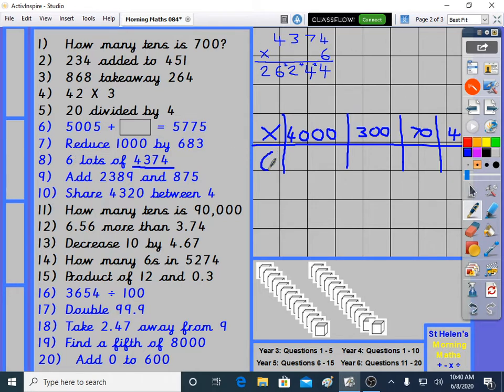Times by 6. Right, lots of times tables in disguise here. So 6 times 4 is 24. How many zeros to place in the question? 1, 2, 3. 6 times 3 is 18. How many zeros to place? 1, 2. That's why I call it times tables in disguise, because that was 6 times 3 in disguise. 6 times 7 is 42. And 1 zero to place. And 6 times 4 is just 24.